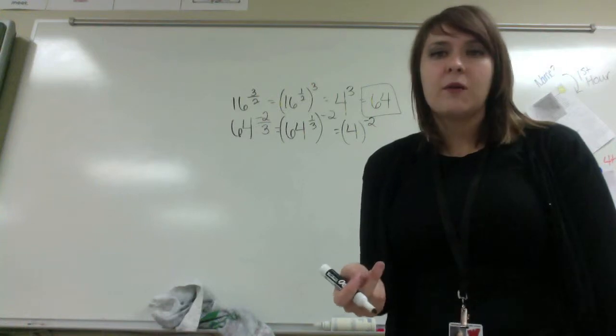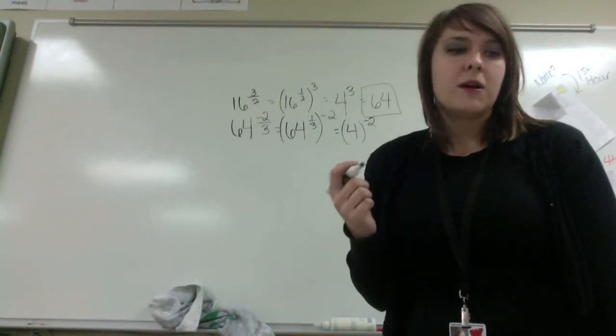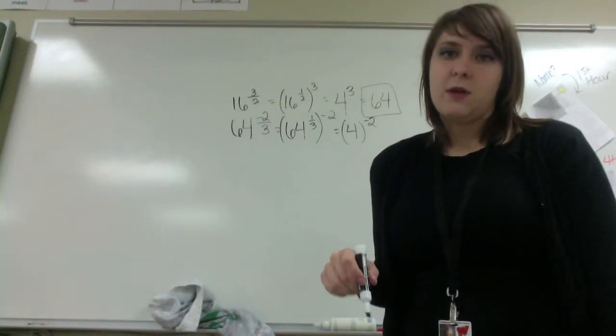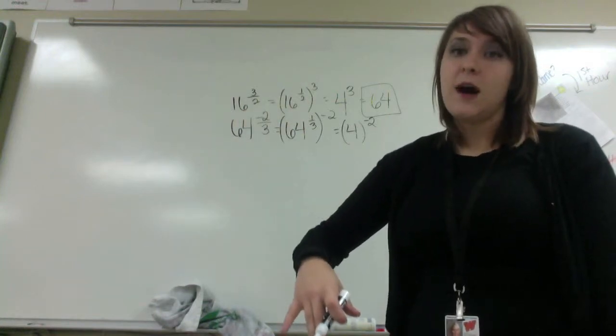Now, that negative number I don't really like, but remember that using your negative exponent theorem, we can move that down to the denominator and change the sign so that it's positive. So this will be 1 over 4 squared.